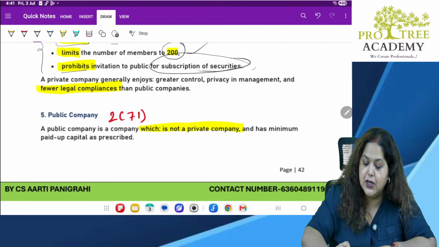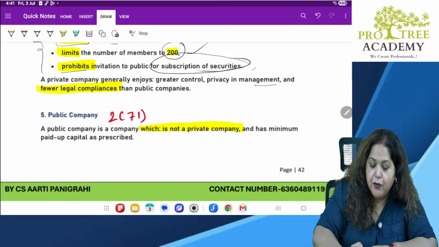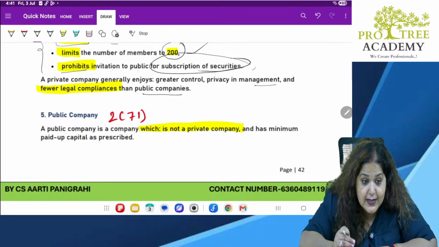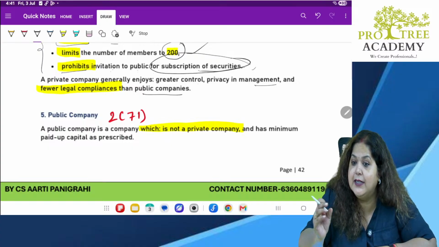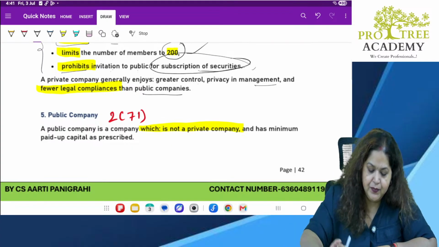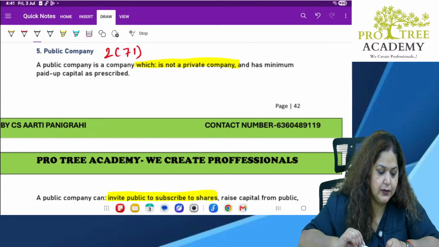A private company generally enjoys greater control, privacy in management, and fewer legal compliances than a public company. So their compliances, the legal formalities, are a little bit less than the public company. Clear? Next is public company, section 2, subsection 71.